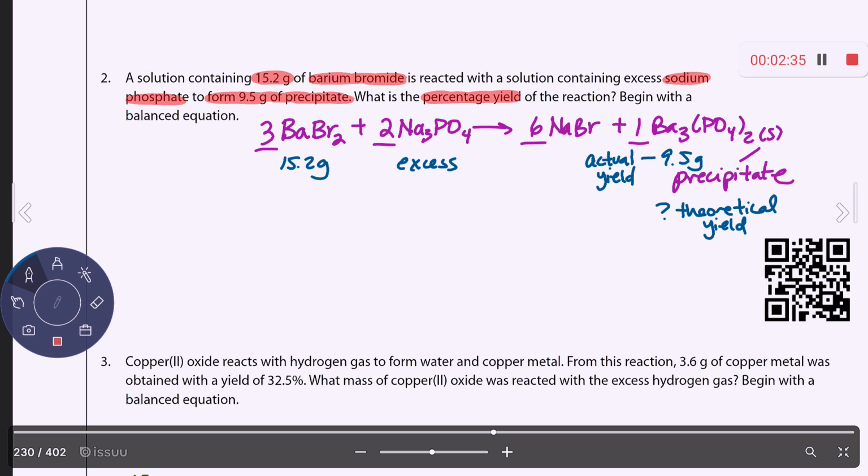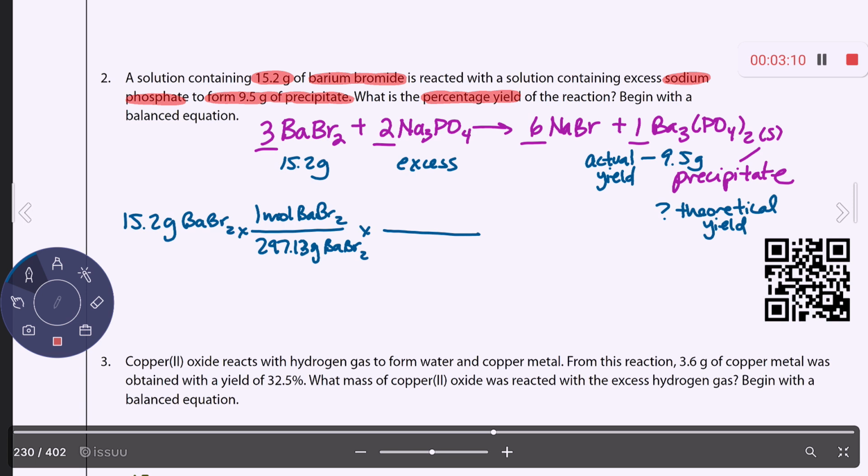That means you have to calculate the theoretical yield of barium phosphate so that you can then calculate the percent yield. Okay, so you would take your 15.2 grams of barium bromide, convert it to moles by dividing by the molar mass. What's barium? I rarely use it. 137.33. It's that big, huh? 137.33 plus 2 times 79.9. All right, so this is 297.13 grams.